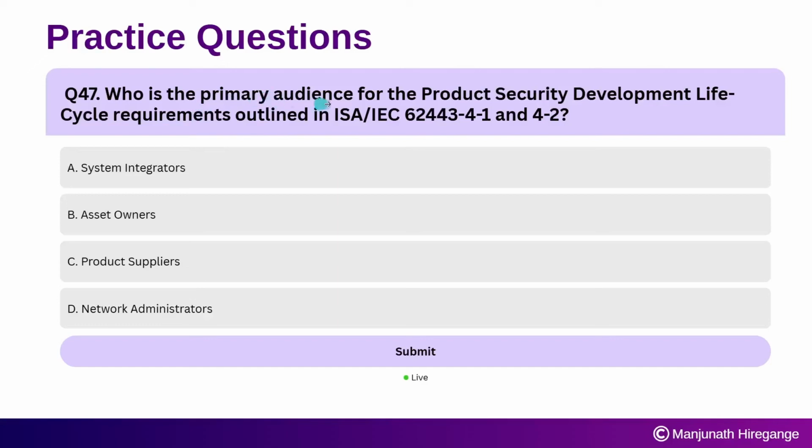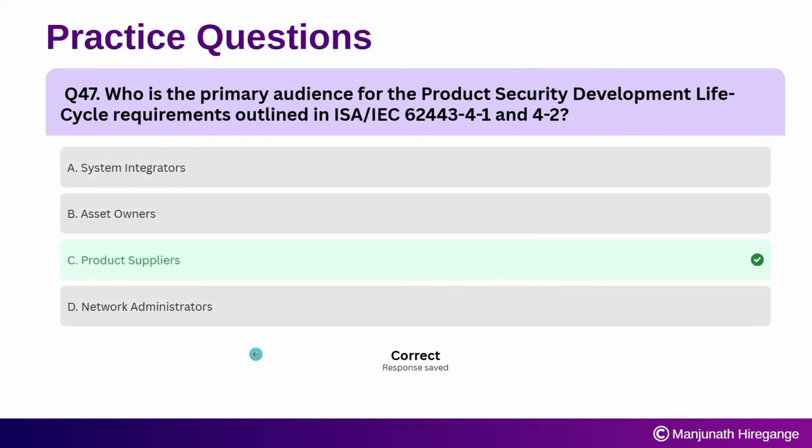Who is the primary audience for the product security development lifecycle requirements outlined in 62443 4-1 and 4-2? So we're talking about 4-1, 4-2, which is part of components. So who manufactures the components? System integrators, asset owners, product suppliers, network administrators. As the name suggests, it is for the product suppliers.